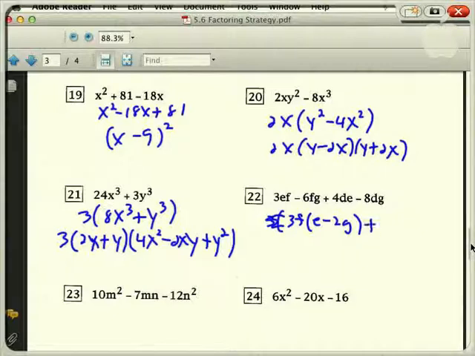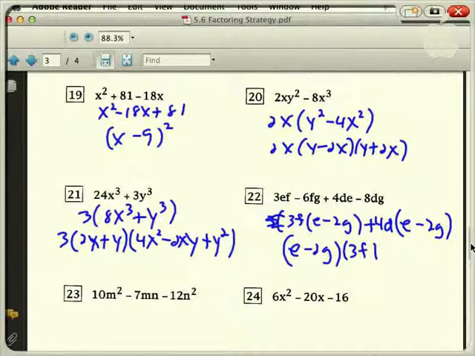Out of the last two terms, we can take out a plus 4d. And that would be e minus 2g. How about that? This is going to fly. 8dg. Yes, okay. And then take out e minus 2g. And we have 3f plus 4d. Okay.